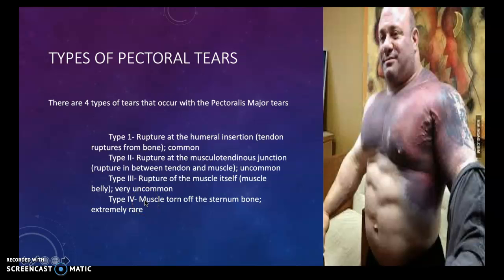And you have a type 3 rupture, which is a rupture of the muscle itself, or the muscle belly, just the pectoralis major itself. And it's very uncommon. And you have a type 4 muscle rupture, which is when the muscle is torn off the sternum bone, which is right about in here.